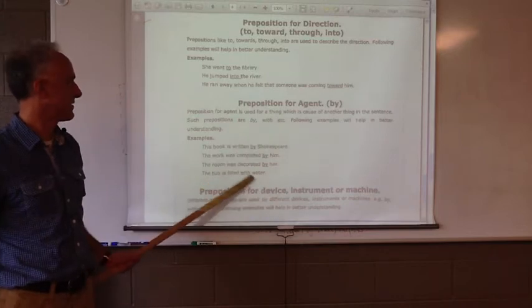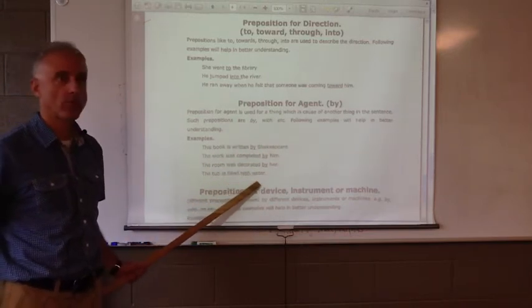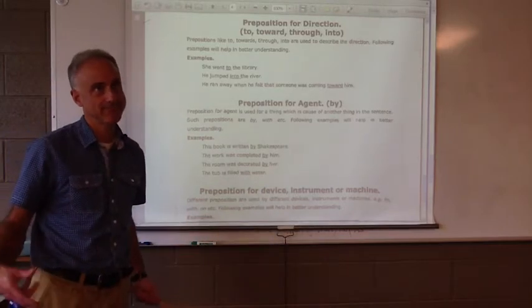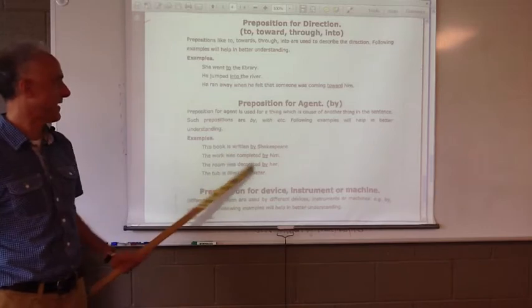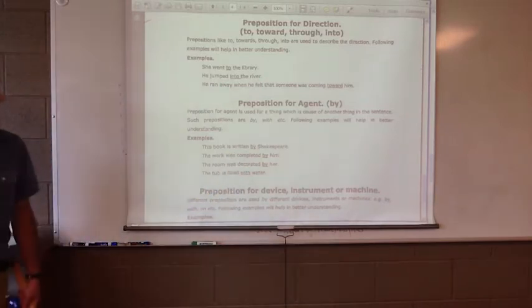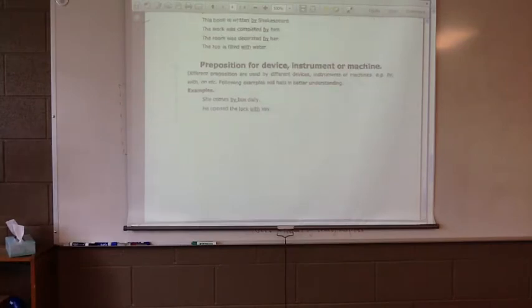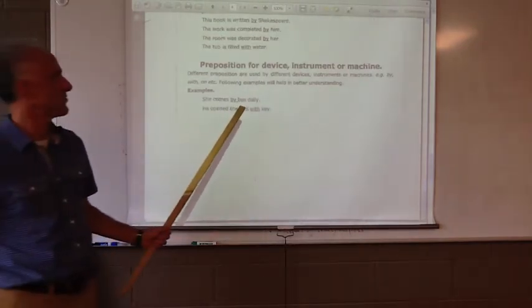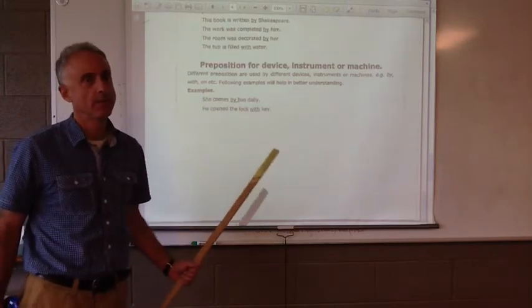By agent, the book is written by Shakespeare. The tub is filled with water. Water is filling the tub. It's like the non-human agent, all right? So by and with, all right? And prepositions for device, instrument, or machine. She comes by bus. He opens the lock with the key. But there are so many.